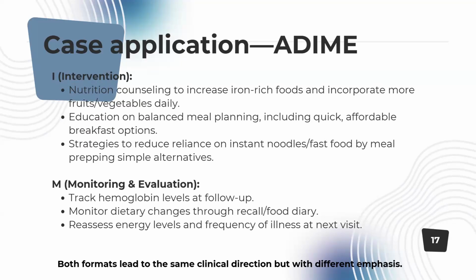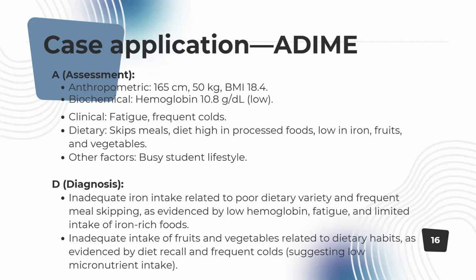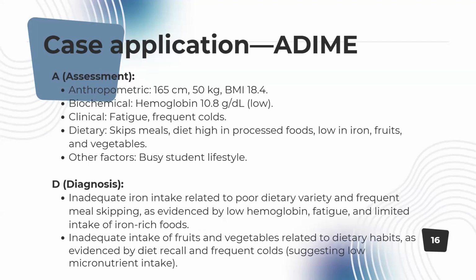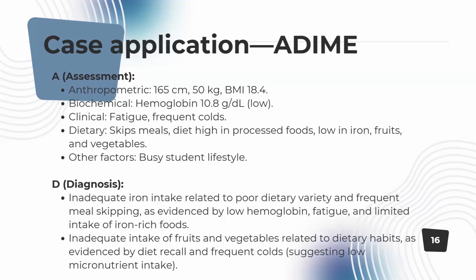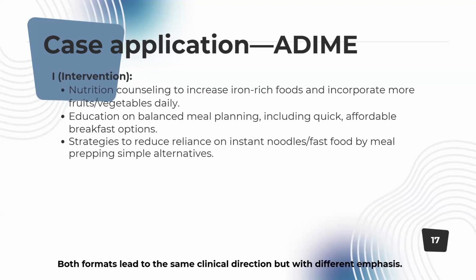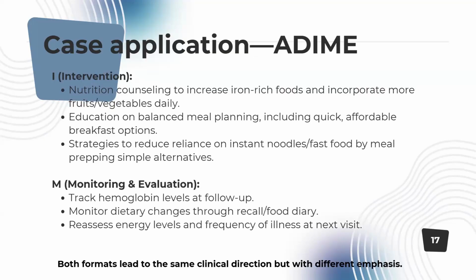Okay. And then with the ADIME, we are looking at the intervention. So, what are we going to do? How are we going to help her? Right? And the intervention needs to be based on the diagnosis that we came up with. So, the two that we looked at here: inadequate iron intake and inadequate fruit and vegetable intake. So, how are we going to address those? Nutrition counseling to increase iron rich foods and incorporate fruit and vegetables daily.